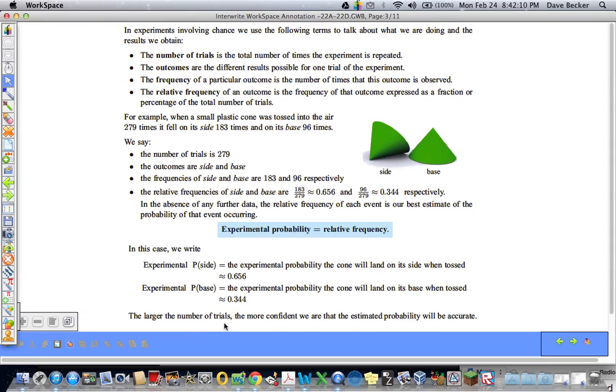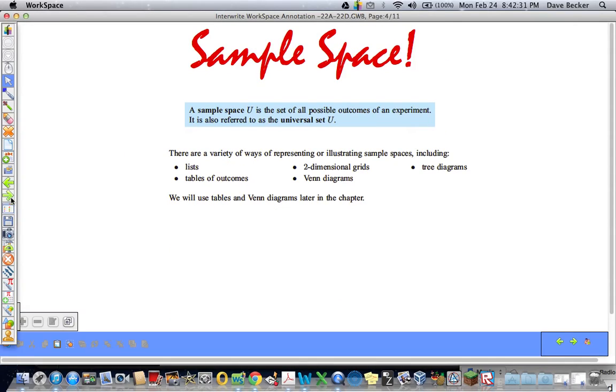The larger the number of trials, the more confident we are that the estimated probability will be accurate. So if we did this 1,000,000 times, we could get a very good idea of the probabilities, although 279 times seems to be pretty good. So basically, experimental probability is probability based on the results of an experiment.